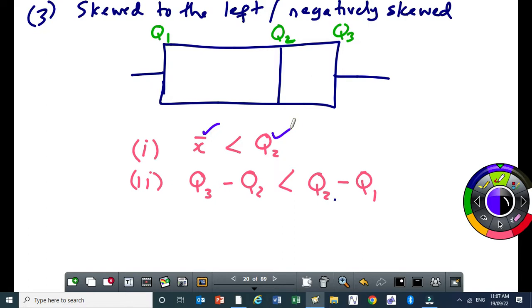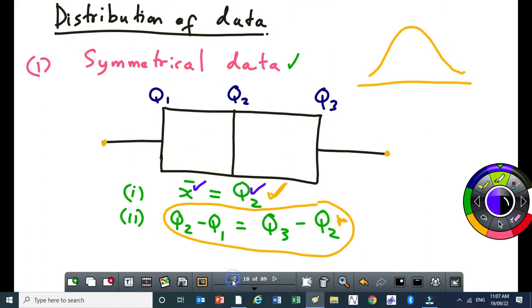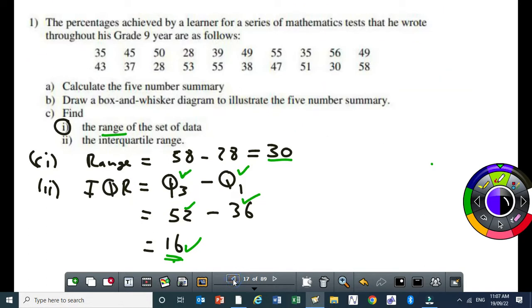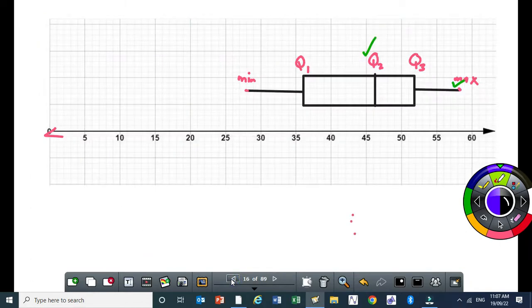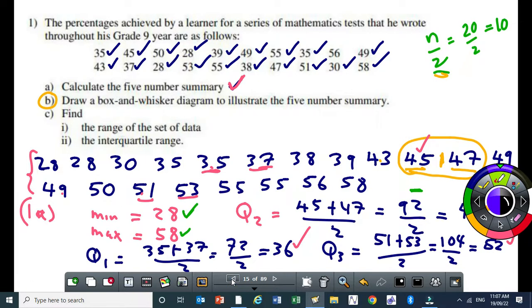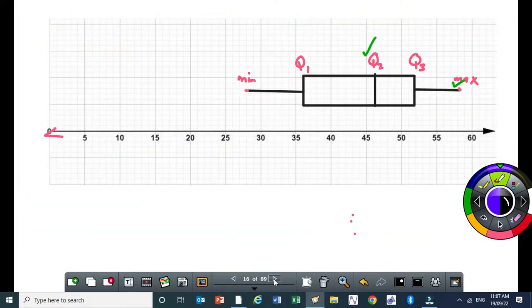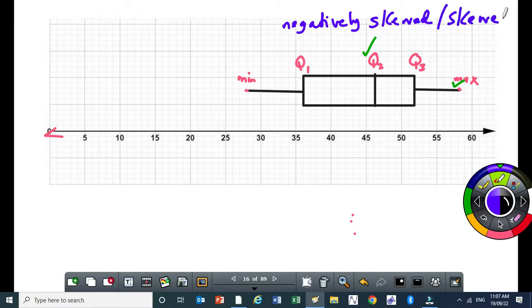So if I go back to the example which I just did here, remember I calculated the mean, right? What was the value of the mean? Okay, no, I didn't calculate the mean here, right? But if we use the second criteria, the length between Q2 and Q1 is longer than Q2 and Q3. So this data here is negatively skewed, or you can say it is skewed to the left.